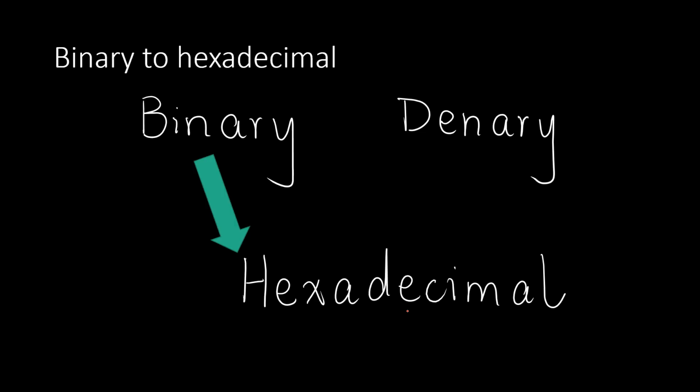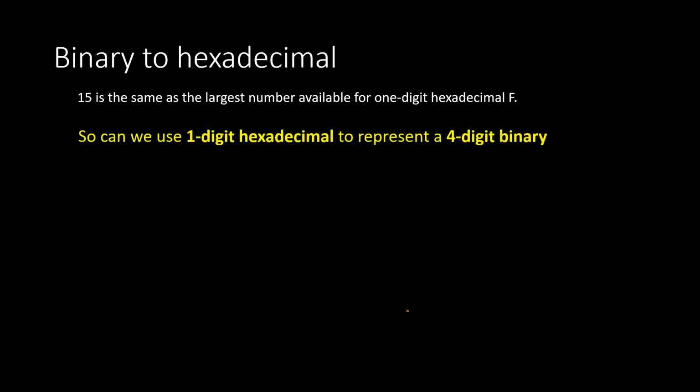Well, we will see. This property will be especially useful when we try to convert a number from binary to hexadecimal. As with the previous slides, we know that 15 is the largest number available for a 1-digit hexadecimal, which is f. So can we use a 1-digit hexadecimal to represent a 4-digit binary? Well, the answer is yes.